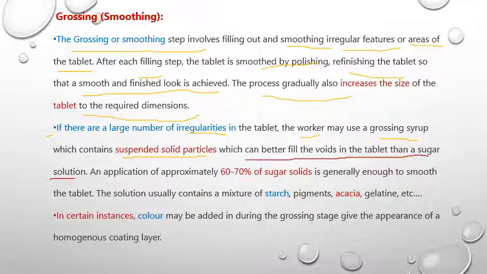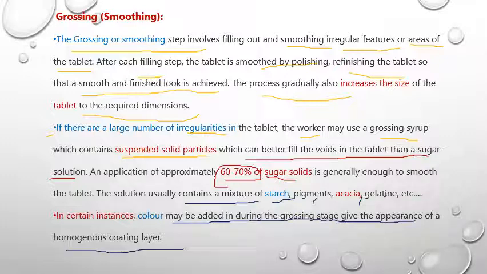An application of approximately 60 to 70% sugar solids is generally enough to smooth the tablet. The solution usually contains a mixture of starch, pigments, acacia, gelatin, etc. In certain instances, the color may be added during the glossing stage, to give an appearance of a homogeneous coating layer.